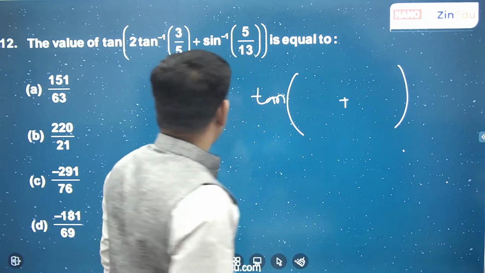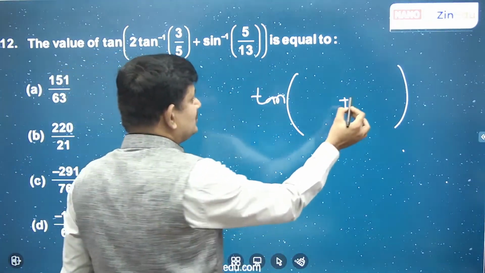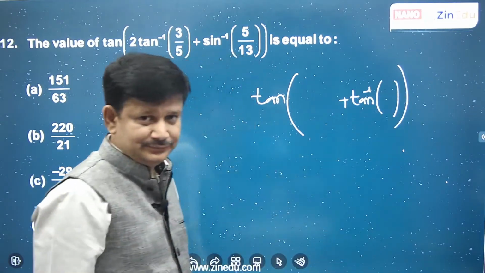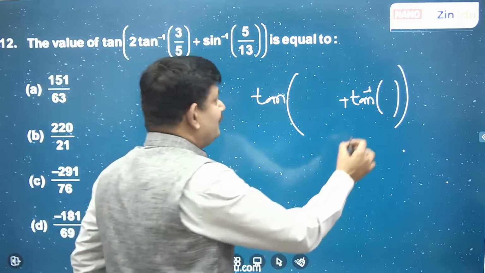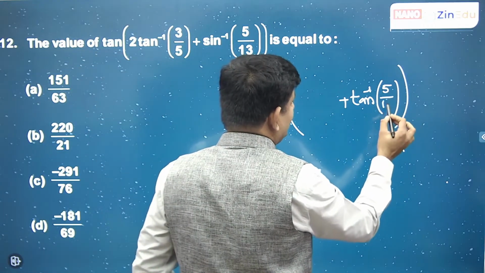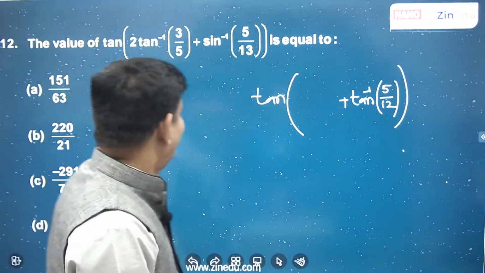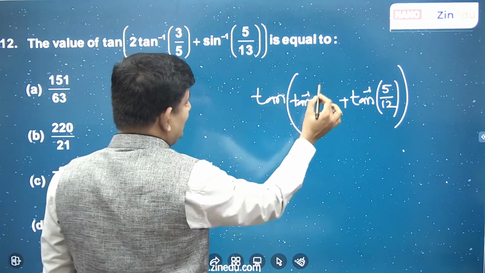something plus something. Had they been in tan inverse, it would have been simple. So sin inverse, how can I convert into tan inverse? Tan inverse of sin theta is 5 by 13, so tan theta will be 5 by 12. 5, 12, 13 are a Pythagorean triple. So this is tan inverse 5 by 12.